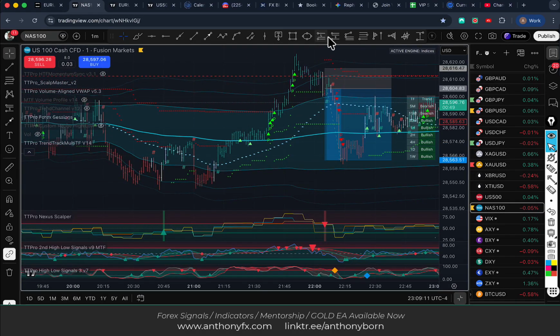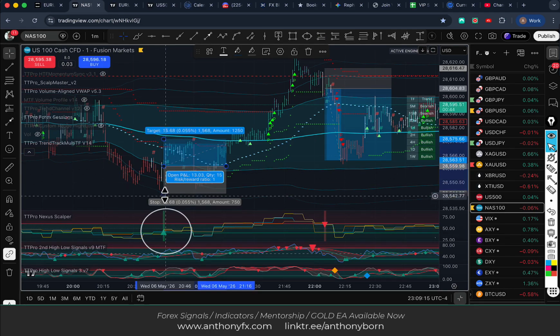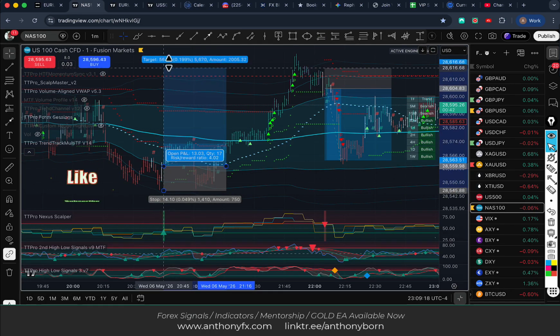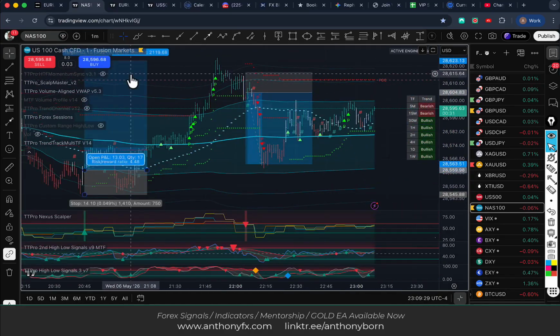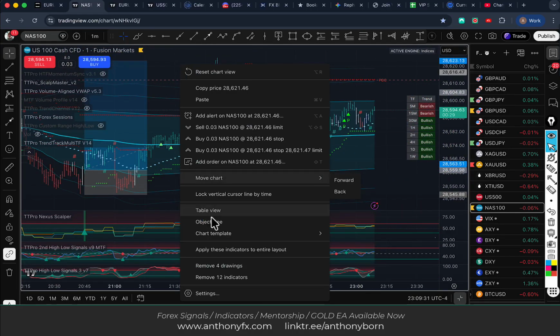Look at this buy signal here. This is the NASDAQ. Look, right there. Stop under that low. And nice, Asian session. I would suggest that you go Fusion Markets for sure.